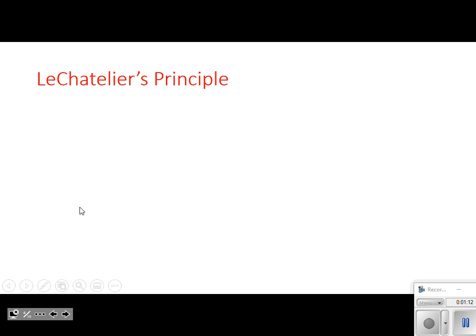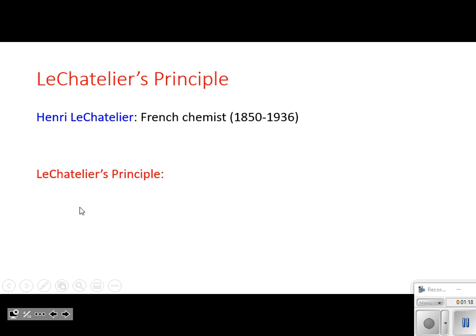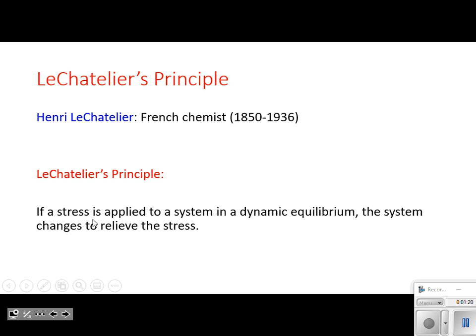Now, LeChatelier's principle came from a man named Henri LeChatelier. He was a French chemist. He proposed that if a stress is applied to a system that is in dynamic equilibrium, the system will change to relieve the stress. So basically he says, if you stress a system, the system adjusts to relieve the stress.